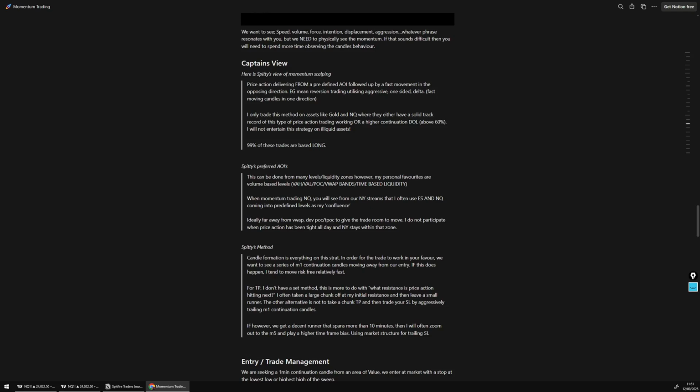So, when it comes to the methodology, the formation of the candle is everything. Okay, as I said right at the start, I just want fast-moving candles in one direction. That's all I want. I want momentum.